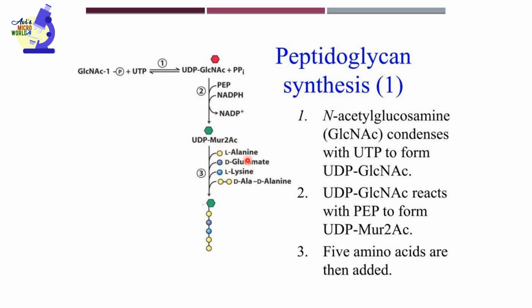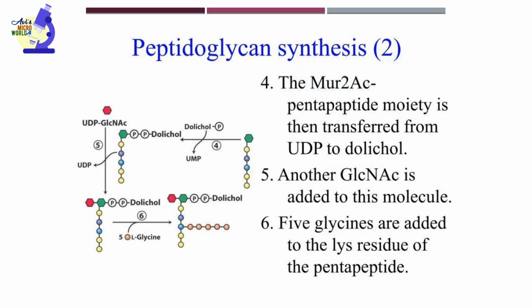Then the four amino acids are linked, that is L-alanine, D-glutamate, L-lysine, and D-alanine, with a D-alanine linkage. The 5 amino acids are then added. You see here 1, 2, 3, 4, 5 amino acids are added, and then the next reaction happens. What happens in the second reaction? The MurNAc pentapeptide moiety is then transferred from UDP to dolichol.